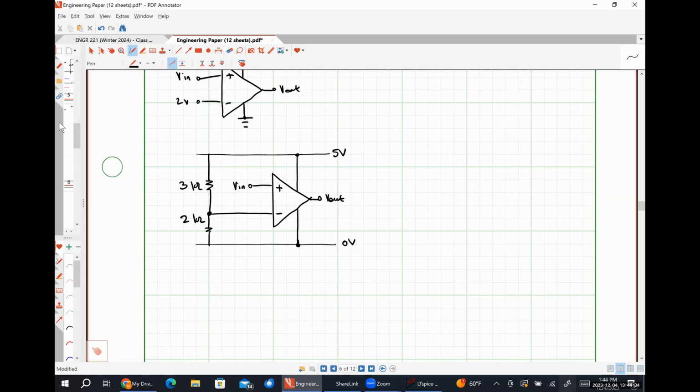So V out is going to be AVOL times VD, where VD is just V plus minus V minus. And then I have a voltage divider here at the output, so that's going to look like RL over R out plus RL. Plug in the numbers that I give you for all five. That's it. Does V plus or V minus work? Doesn't matter.